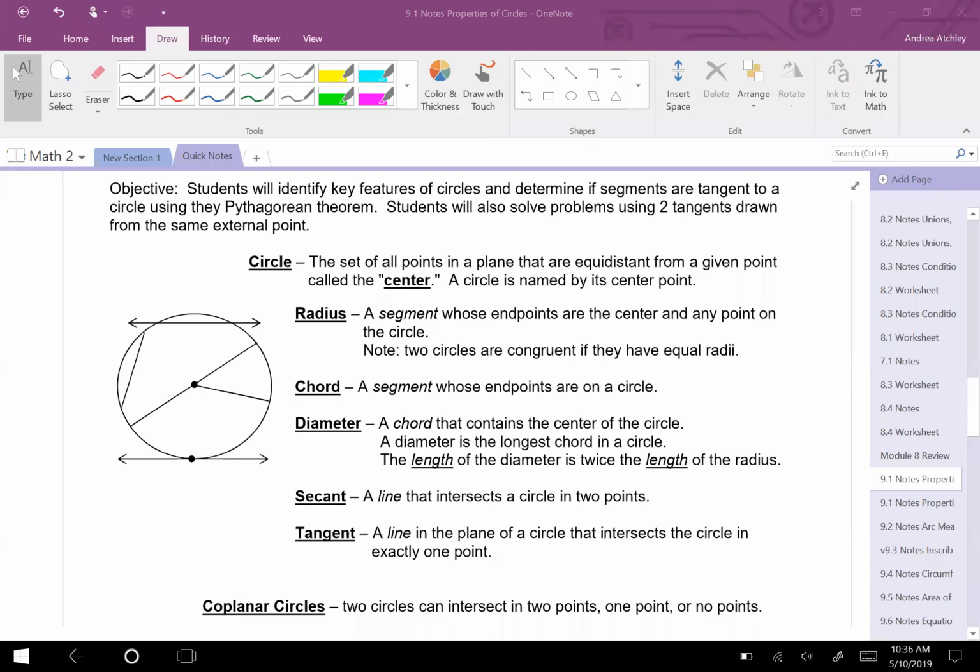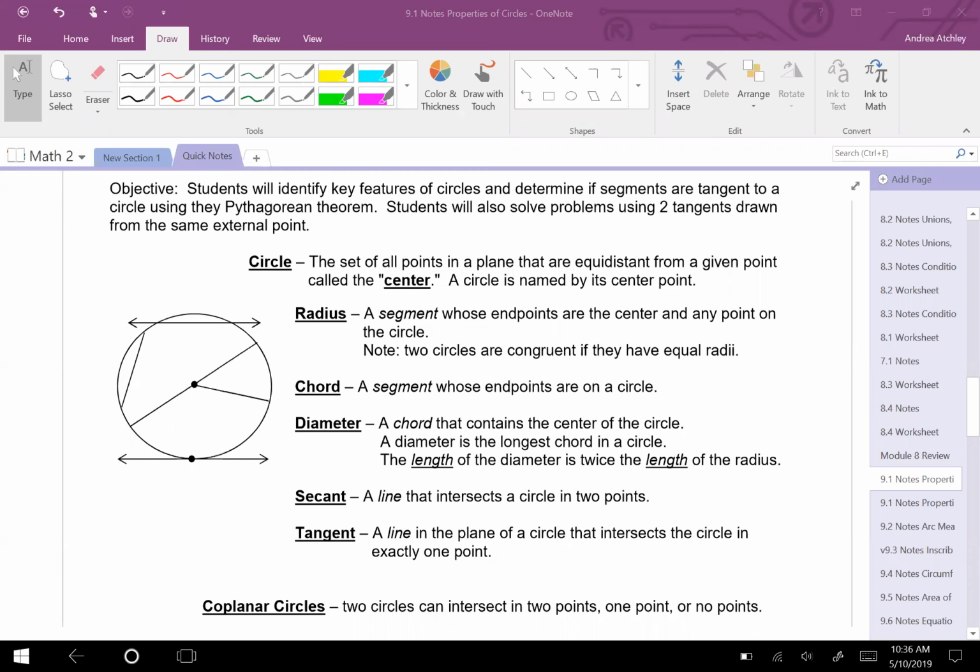Okay, last chapter, all about circles. You've made it almost there, you guys. So today we're going to review some of the things we should already know about circles, at least some of the definitions that we have here.